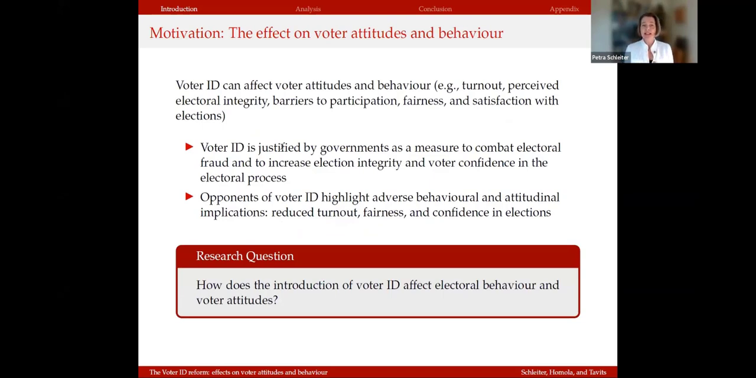We know that voter ID can affect voter attitudes and behavior. In fact, voter ID was justified by the government in this country as a measure to combat electoral fraud and to increase election integrity and voter confidence in the electoral process. This is the same justification that's generally given in other countries too. Generally, opponents of voter ID highlight potentially adverse behavioral and attitudinal implications, such as reduced turnout, reduced perceptions of electoral fairness, or possibly even reduced confidence in elections.